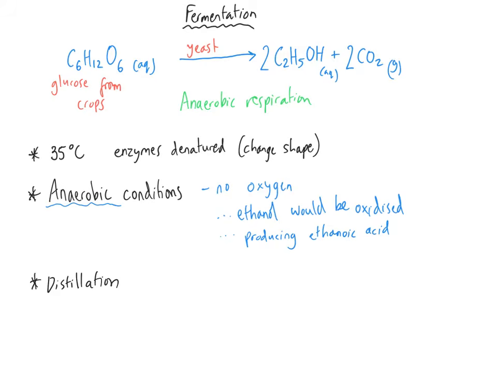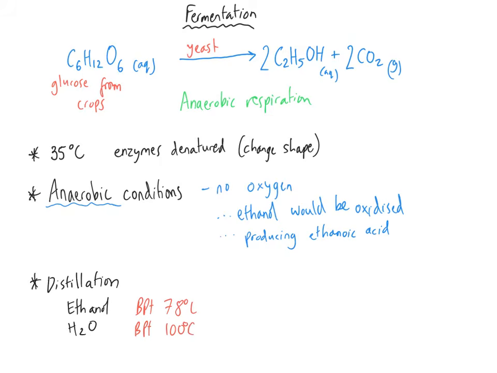Once the ethanol concentration in the reaction mixture gets above 15% or so, the enzymes stop being able to function, and so fermentation actually stops anyway. And so distillation separates the ethanol from the water. Ethanol has a boiling point of 78 degrees C, and water, as we know, has a boiling point of 100 degrees C.